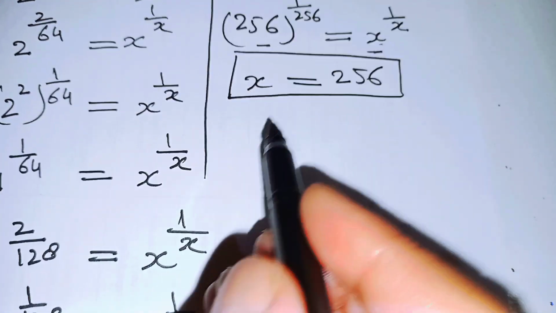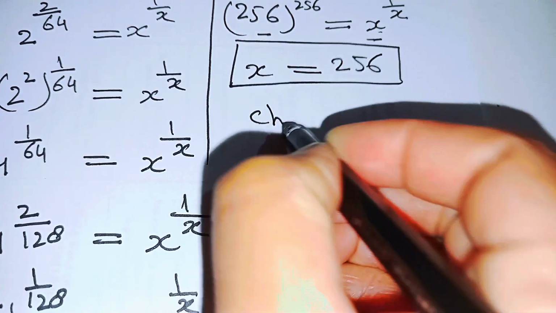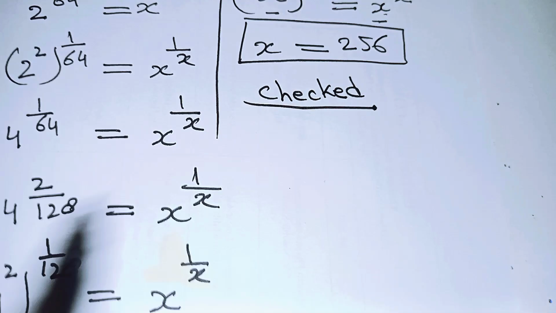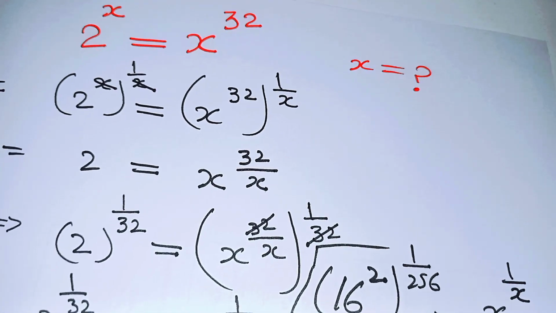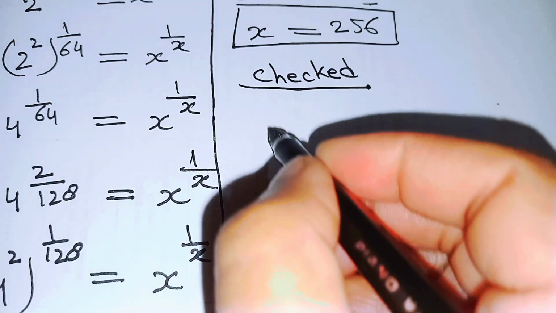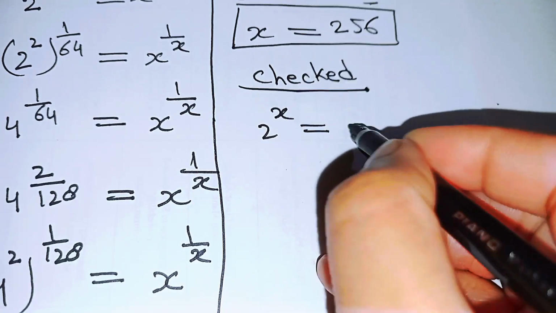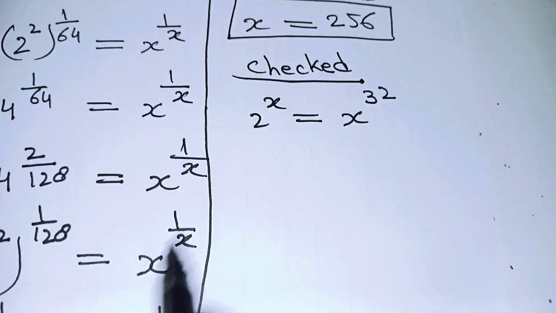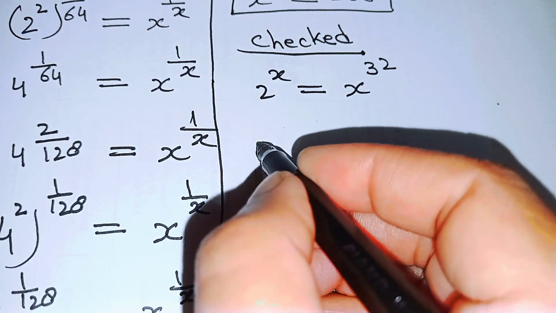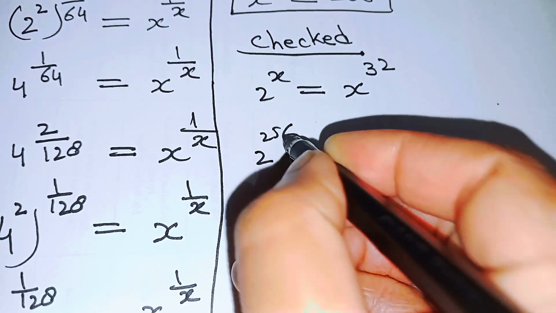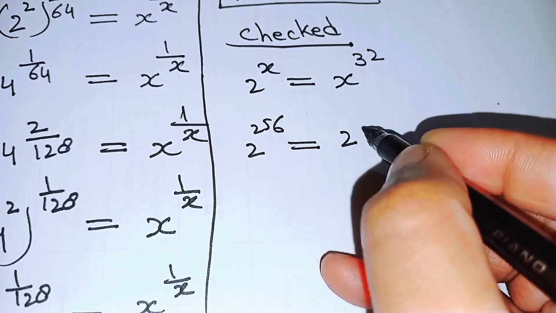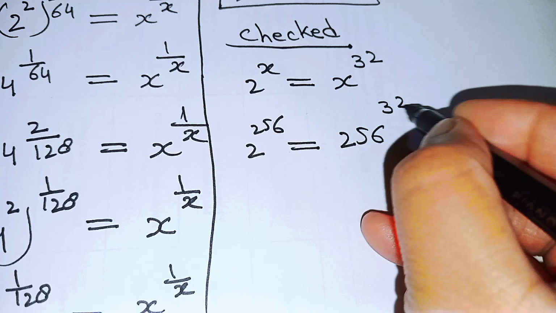Now here we check it. We put the question 2 to the power of x is equal to x to the power of 32. Now we substitute the value of x, and the value of x is 256, so we put 2 to the power of 256 is equal to, and this x value of 256, so it can be written as 256 to the power of 32.